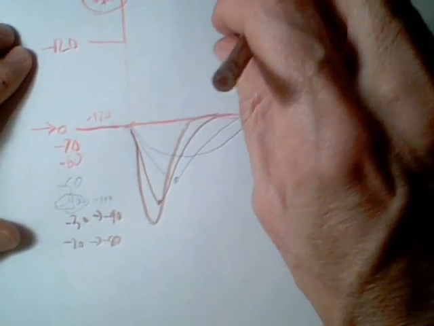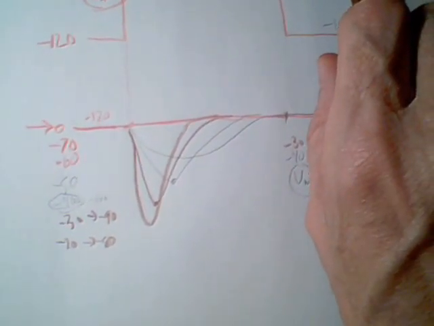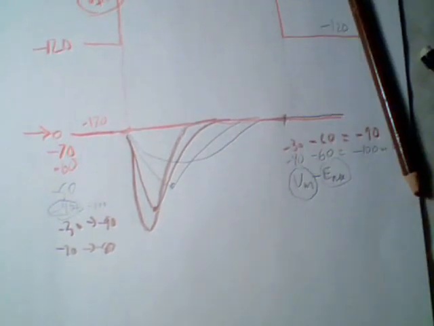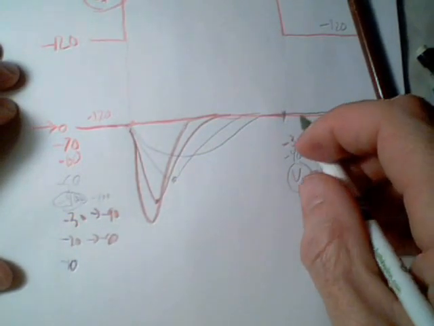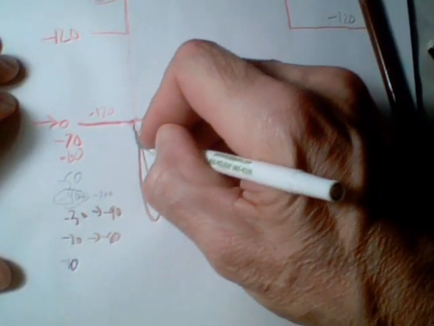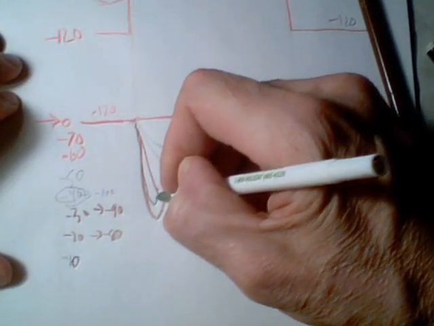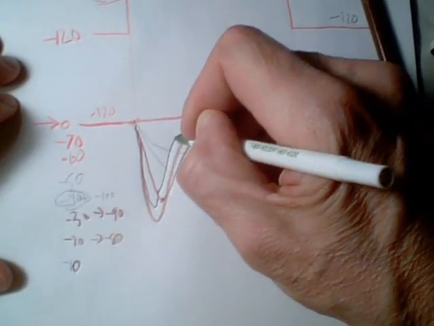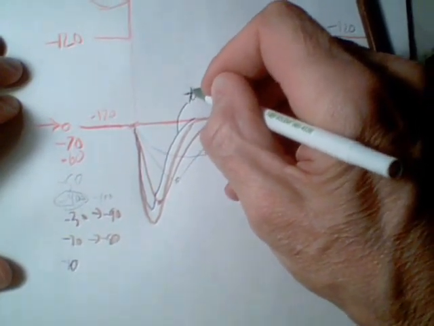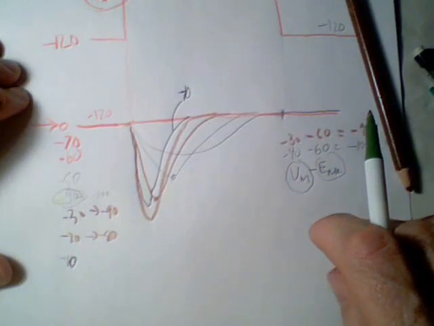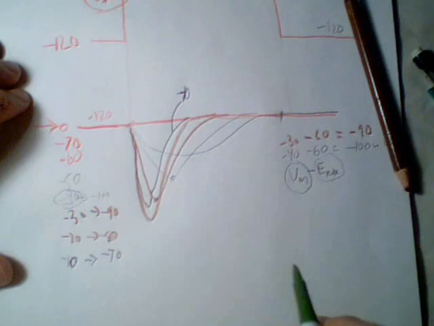Now if we go from here to -10 millivolts, what we'll see is that the current will now decrease. It will be a little faster than before, but it will decrease. So this is now -10 millivolts, just to point out which one this is. And the reason it's going down now is because our driving force is only -70.